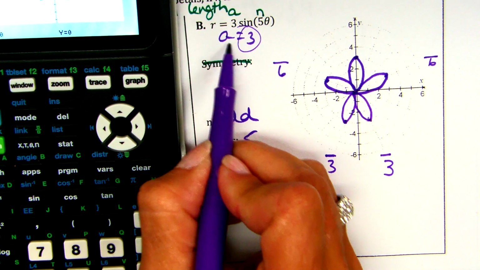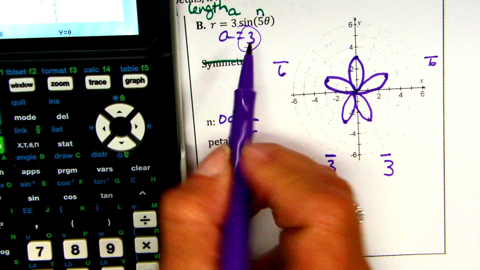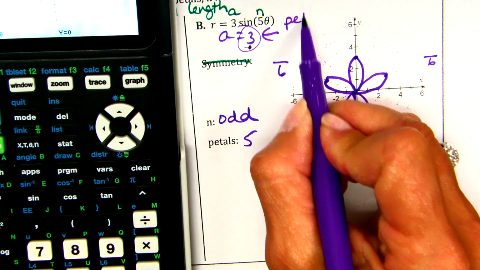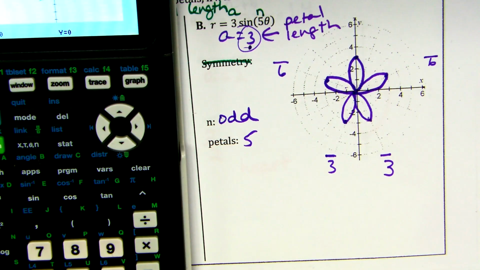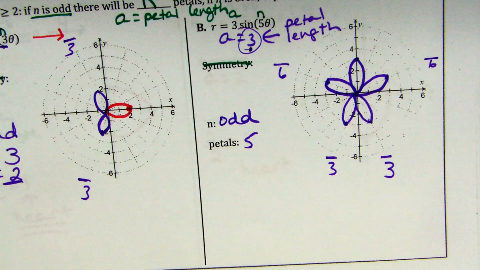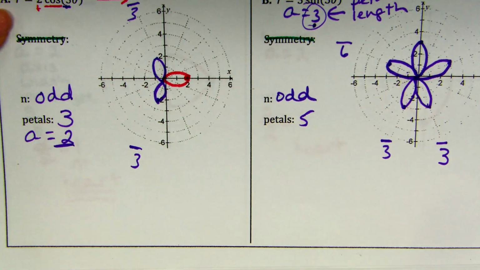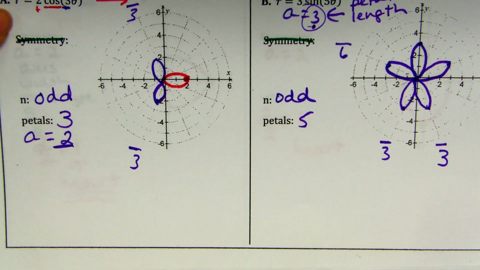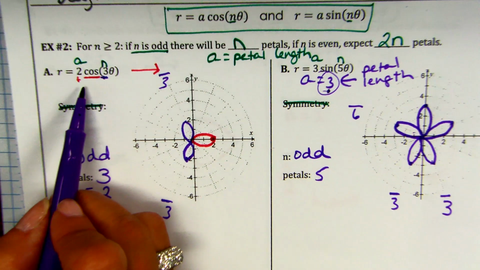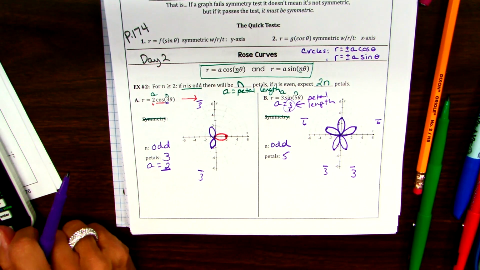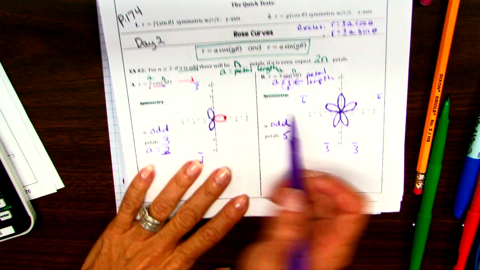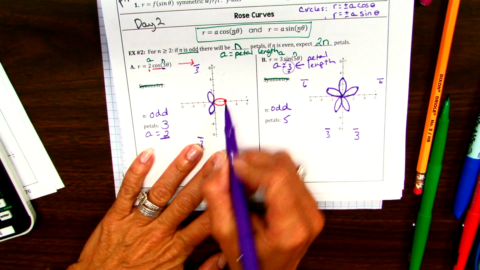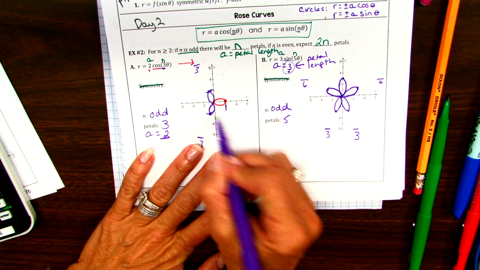That's my A value. A value, that's your petal length. Or in other words, how long it is, but what circle you go out to. Okay, so in the last one, Jocelyn, it was 2. We went out 2. A was 2 on this one. Does that make sense? Are you sure? Yeah. So A was 2, so I went out to 2. See, I'm at 2 in all of these.